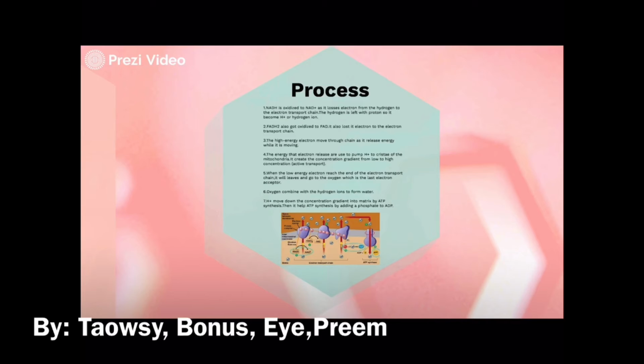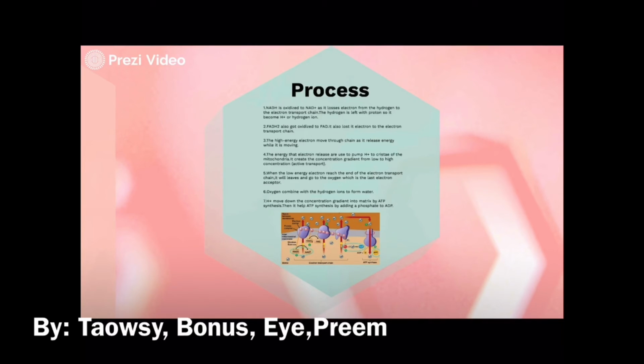Then when they lose electrons, the high energy electron moves through the chain as it releases energy while it is moving. The energy that the electron releases is used to pump H plus into the cristae of the mitochondria. It creates a concentration gradient from low to high concentration, which is active transport. So active transport is when you move from low to high concentration gradient.